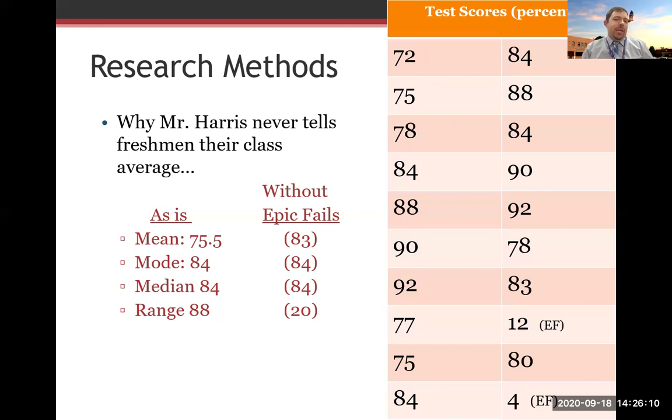So what I did in this particular data set was I included 2 scores that I call the epic fails. One person here got a 4%, one person got a 12%. And you can see if I removed those 2 extreme scores, that mean falls to an 83, which is very close to our other two measures of central tendency, and our range is much lower also. But just those two scores dropped our mean score by a full letter grade.